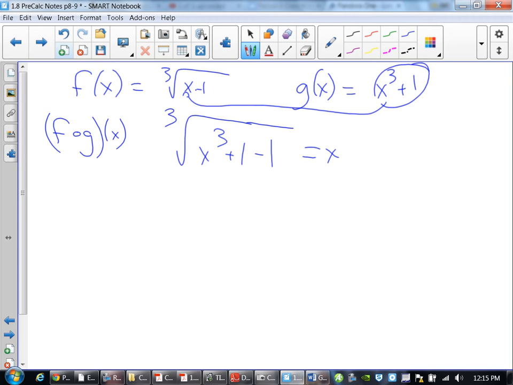But wouldn't the next one still be x? I don't know, I haven't done it yet. G of f of x. Write down the f of x equation first.